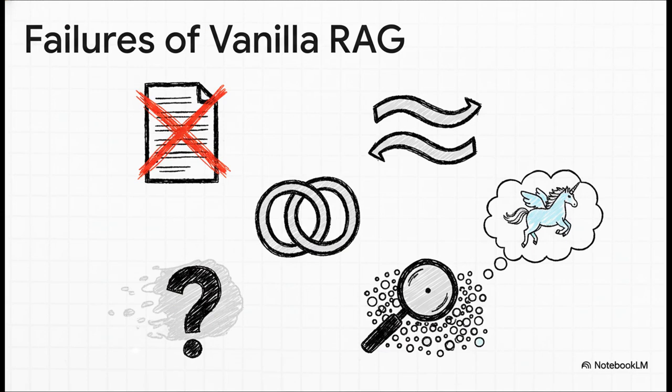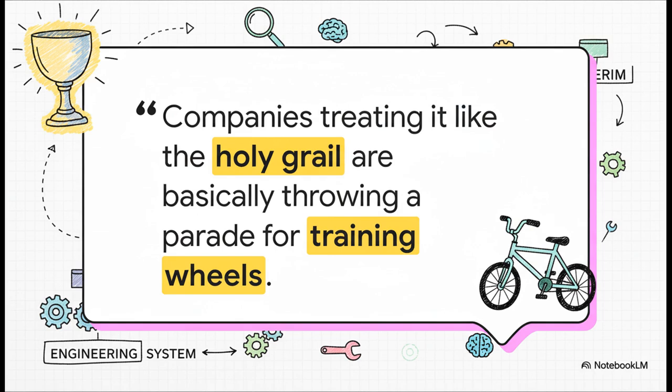The more documents you add, the worse it gets. It starts pulling up wrong or outdated info, it gets confused between different products or policies, and if your query is even a little bit vague, it might find nothing at all. And here's the kicker. Even with the right documents, the LLM can still misinterpret the context and hallucinate an answer. I mean, this developer's comment from a forum just nails it. Treating vanilla RAG like it's the final solution is like throwing a party for your bike's training wheels. Sure, it feels stable for a little while, but it's not a real solution. Those wheels are gonna come off, and it won't be pretty.